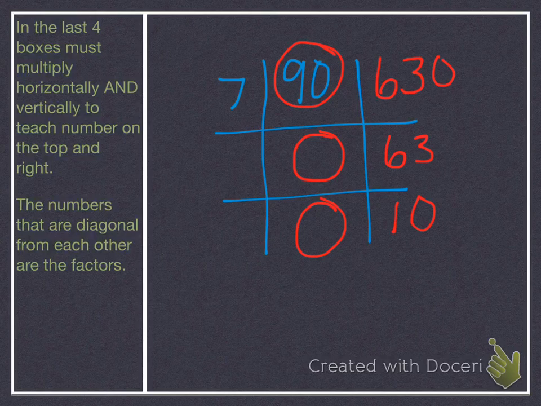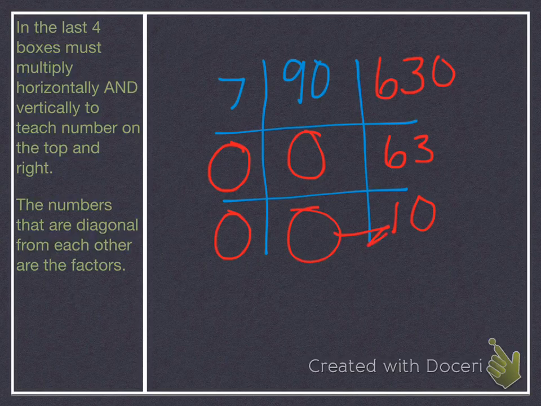So whatever number I put right here and whatever number I put right here, they must equal 90. At the same time, though, the number here and the number here have to equal 63. And the number here times the number here have to equal 10. I'll show you what I mean right now.